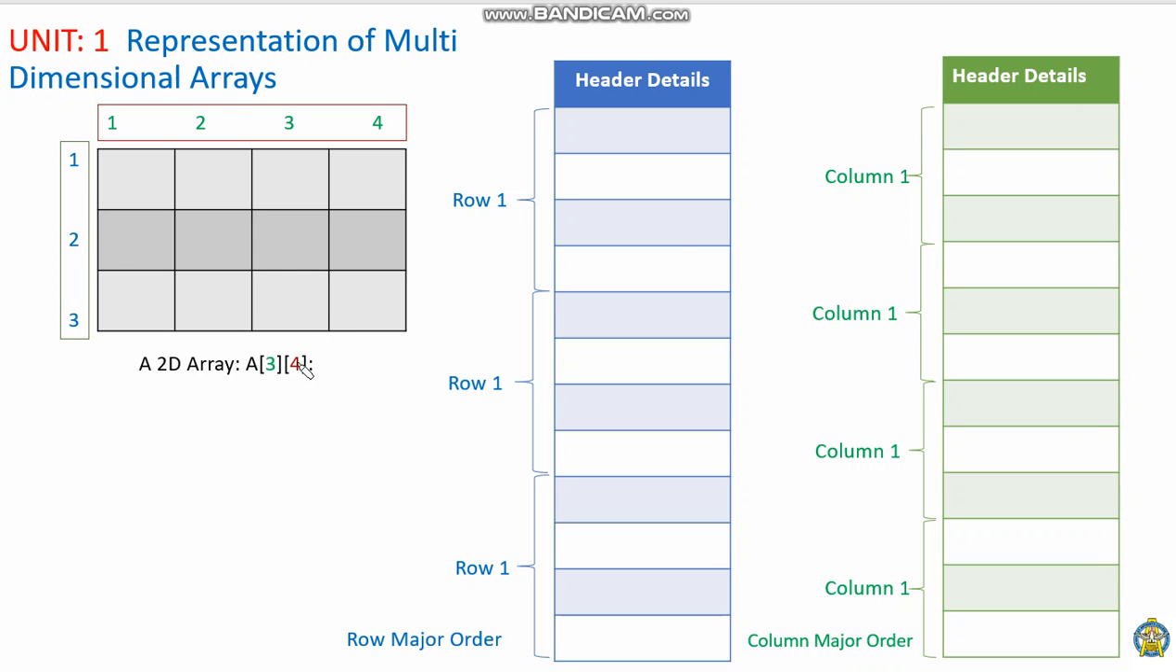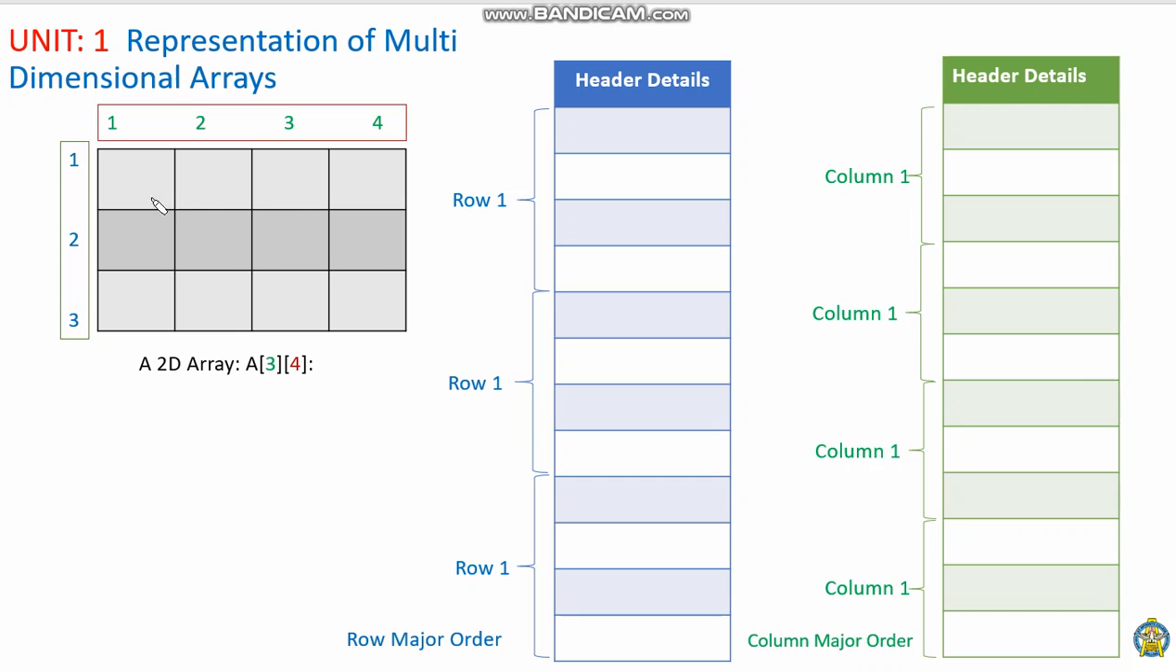Consider a two-dimensional array of size 3 rows, 4 columns. So a two-dimensional array, let's call it A, and we will have values. So you will have total values of 12, 4 into 3. And how are they going to be represented in the computer memory? That's important. This is often a theoretical question.